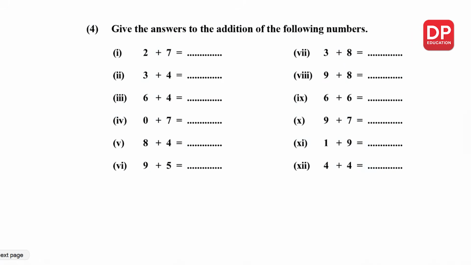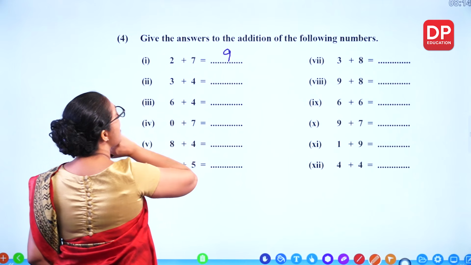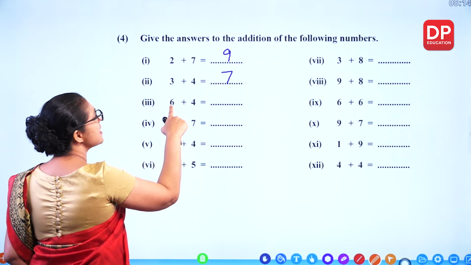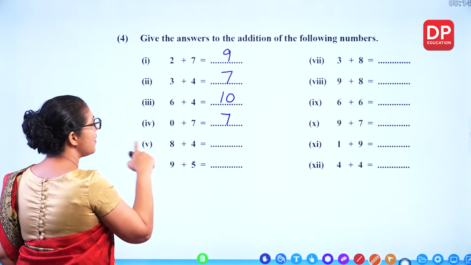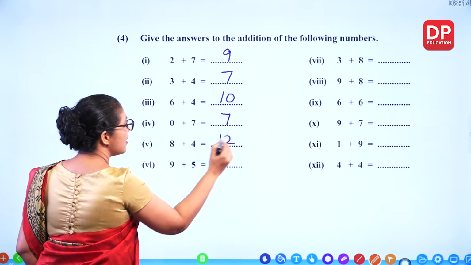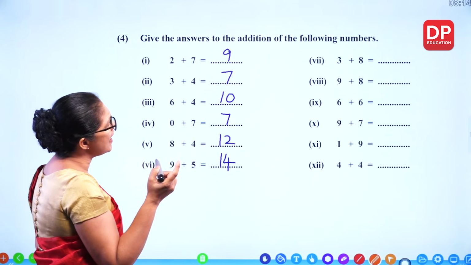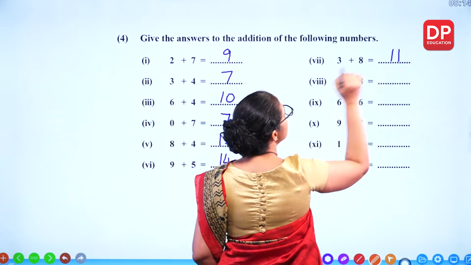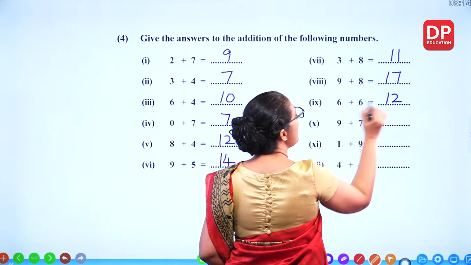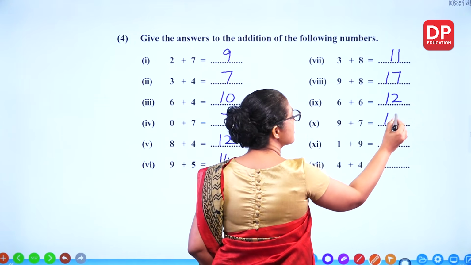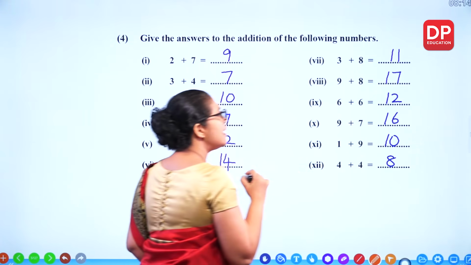Give the answers to the addition of the following numbers. Just adding 2 digits. 2 plus 7, you get 9. 3 plus 4, 7. 6 plus 4, you get 10. 0 plus 7, you get the same answer, 7. 8 plus 4, 12. 9 plus 5, you get 14. 3 plus 8, 11. 9 plus 8, 17. 6 plus 6, you get 12. 9 plus 7, 16. 9 plus 1, 10. 4 plus 4, you get 8.